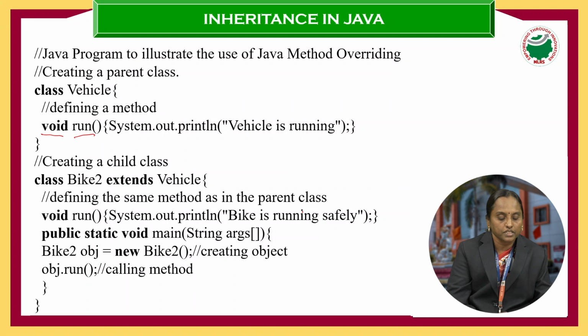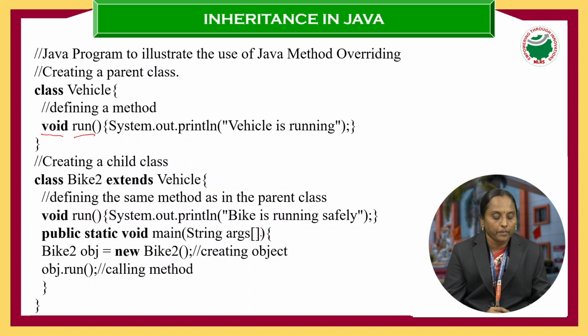Finally, we create the object for the Bike2 class: Bike2 obj = new Bike2. By using that object, we call the method, obj.run. So in obj.run, we call the subclass run method only. Because in the method overriding concept, the subclass overrides the methods of the superclass, the output is "bike is running safely" only. This concept is called method overriding.